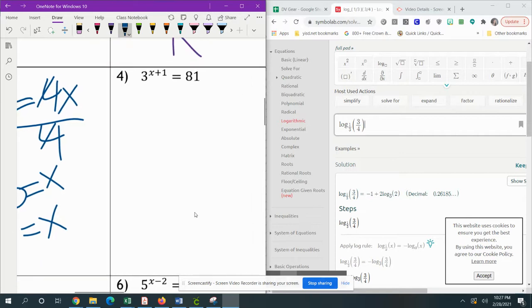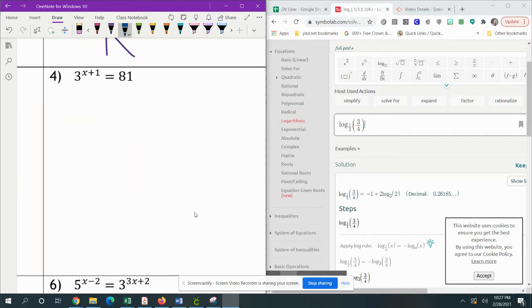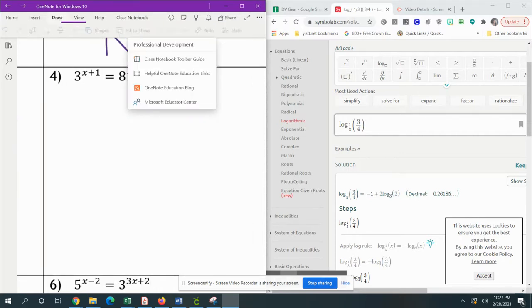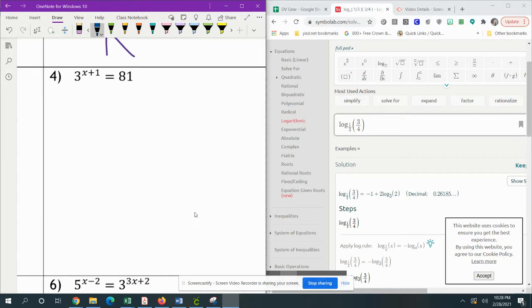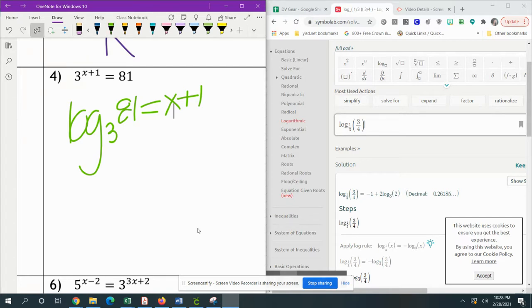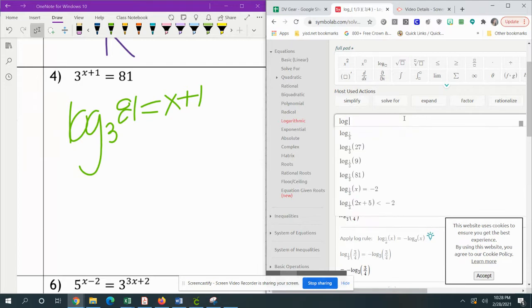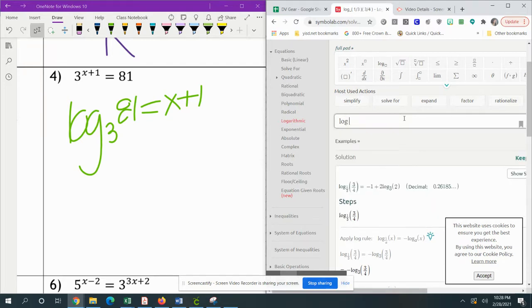All right, the next one. Here we have 3 to the x plus 1 power equals 81. Because we have our number to the power, and then we have an 81 on the other side, we can just write it in log form. So log base 3 of 81 equals x plus 1. Then we're going to put it in our calculators. Log base 3.